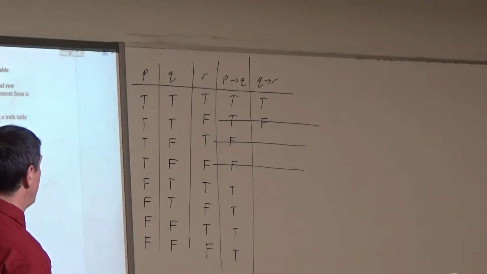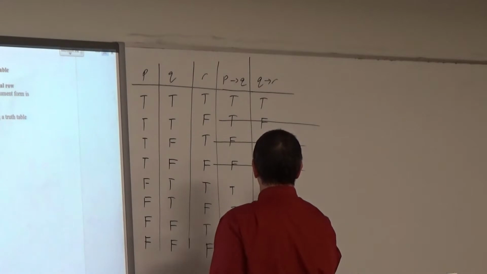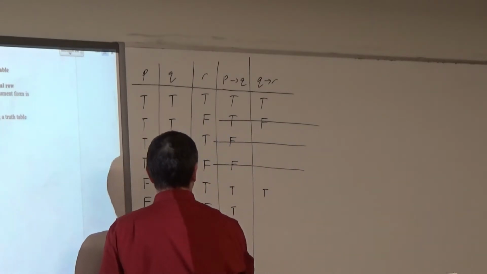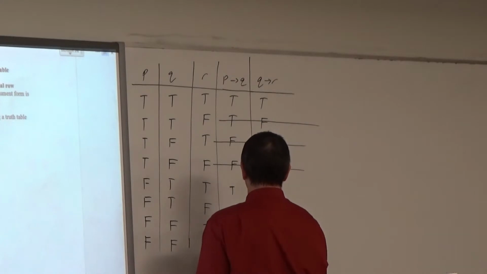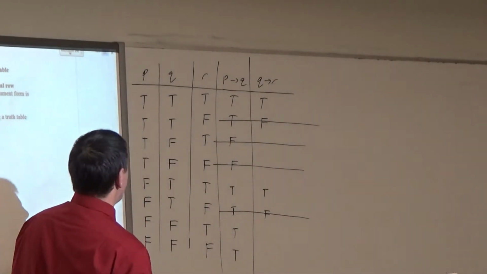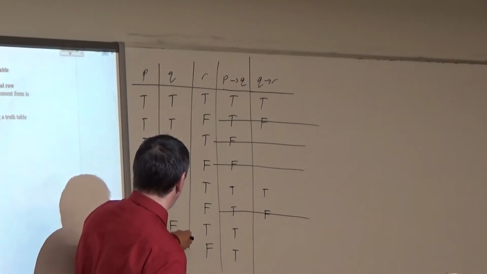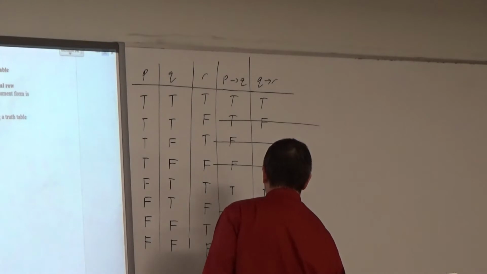Okay? We have true implies true for row number 5. That's true. We have true implies false for row number 6. So row number 6 has a false, and we're done with it. And then the last 2 of these rows, we have false implies true, false implies false. They have to be true.